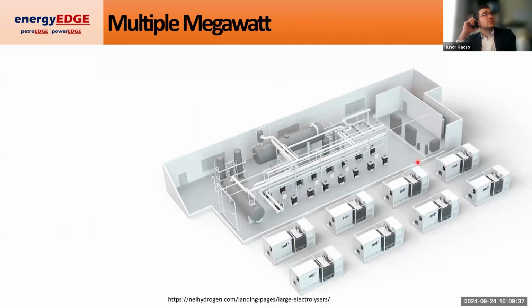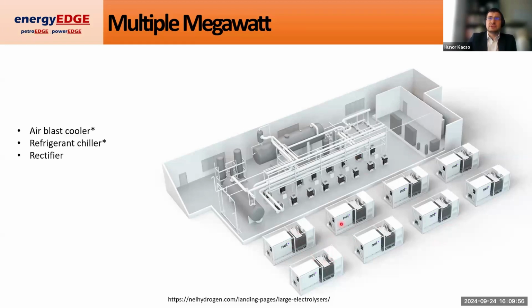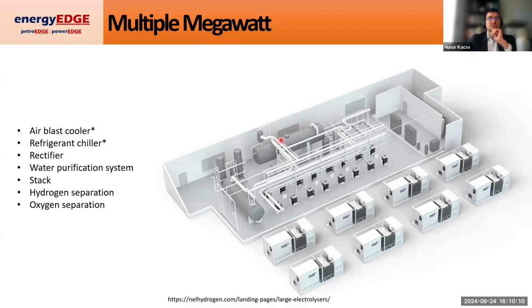What about a very large system? So what about a multiple megawatt scale system? So again, we're going to have an air blast cooler. I've got this little star here because I know people are going to say, yeah, you can't see the air blast cooler here. No, you can't see it on this diagram. Also, the refrigerant chiller is outside of the scope of this diagram, but we've got the rectifier and the transformers. You can see the rectifiers and the transformers over here. You can see the water purification system over here. You can see the stacks. Of course, all of the stacks are located here. And we have the hydrogen separation and the oxygen separation. So that's what these vessels are going to be for.